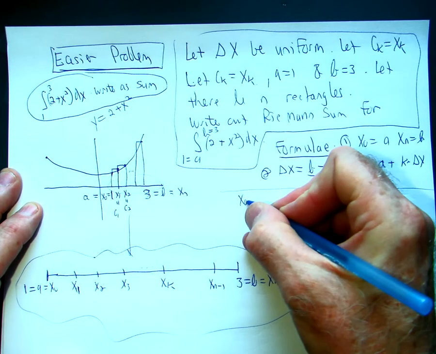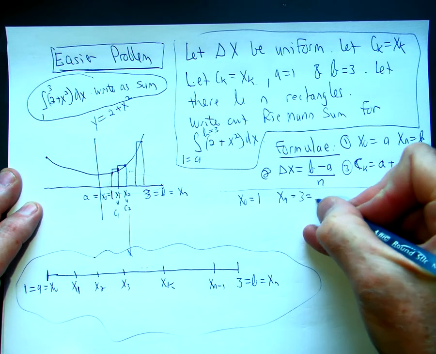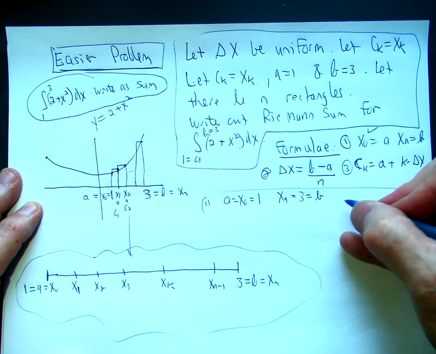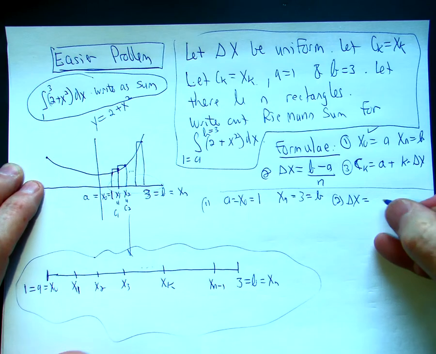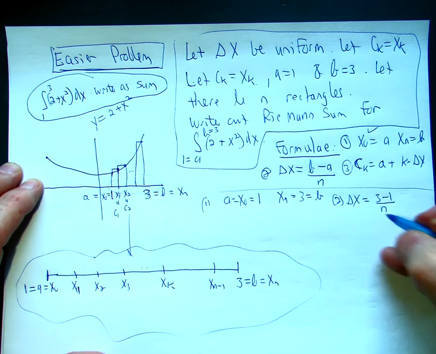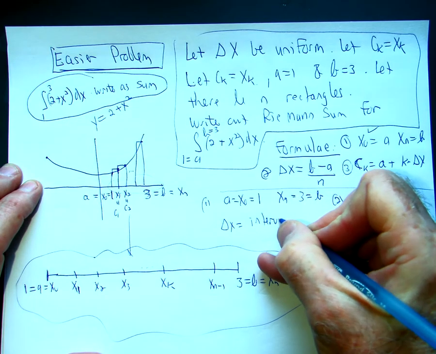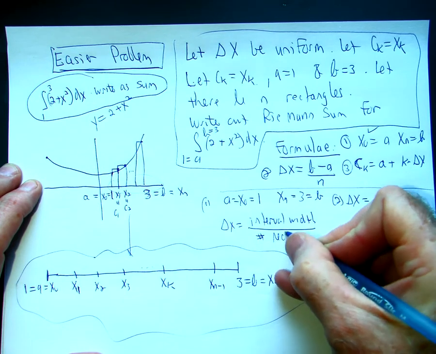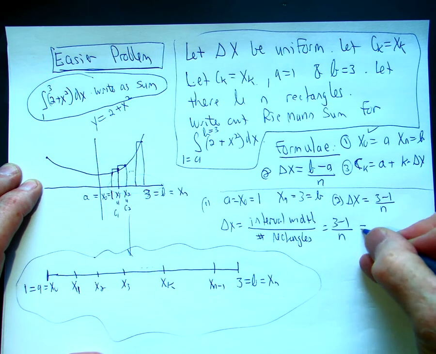So we know that x0 is going to be 1. We know that xn, which is the same as b, is going to be 3. So we want to figure out what delta x is. Delta x is going to be the length of this interval, b minus a, 3 minus 1, over the number of rectangles. So again, delta x equals interval width over the number of rectangles. And that's just the difference of the endpoints over n, 2 over n.